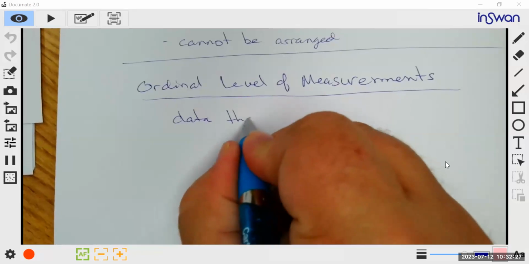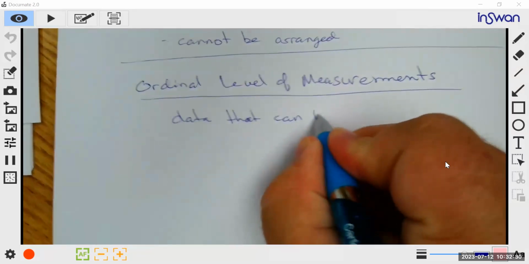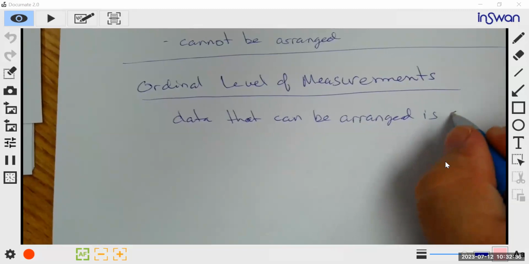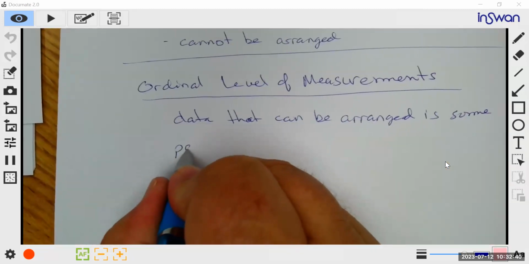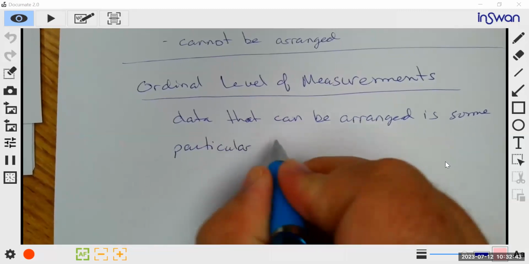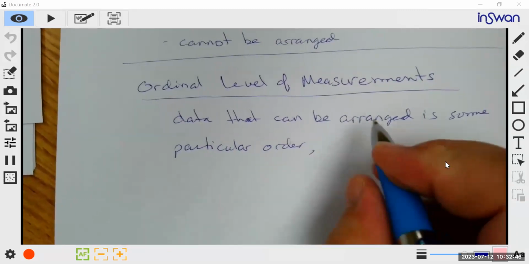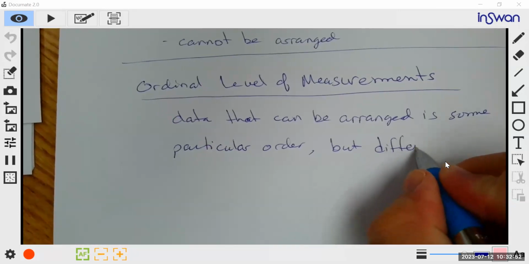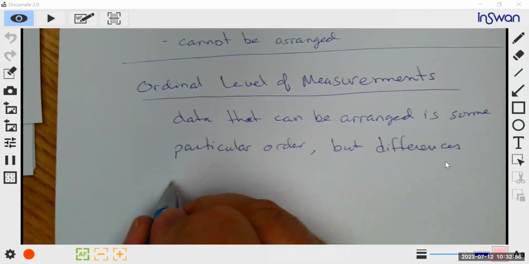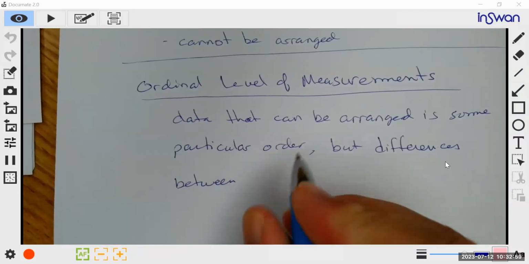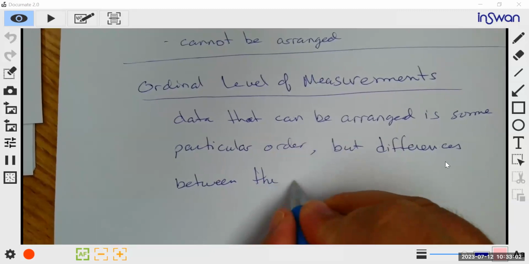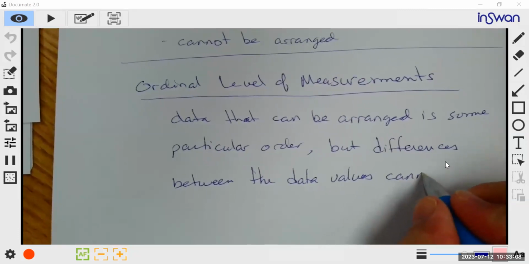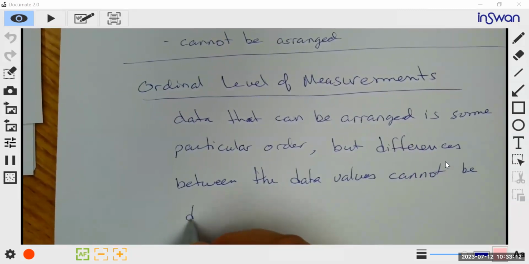These are data that can be arranged in some particular order. But differences between the data cannot be determined.